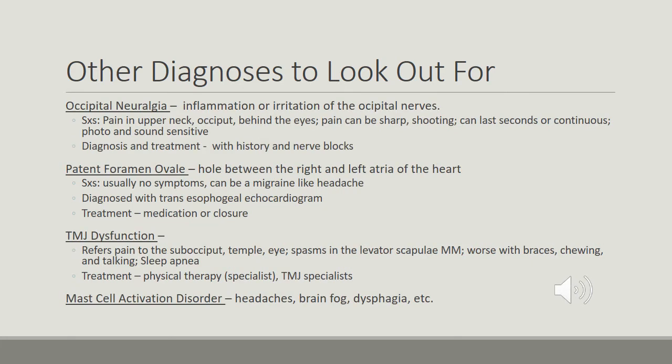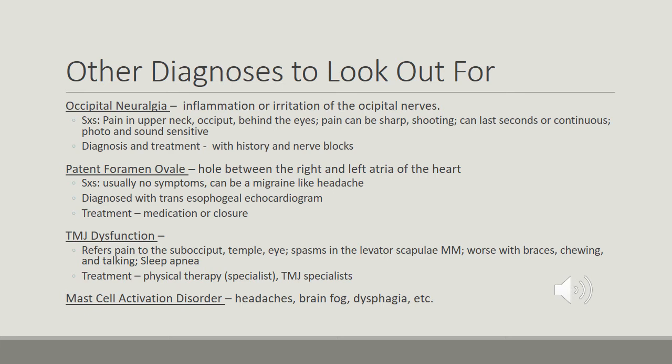Occipital neuralgia is inflammation or irritation of the occipital nerves. The symptoms of this is usually pain in the upper neck, the occiput or back of the head, behind the eyes. The pain can be sharp, shooting, it can last seconds, or it can be continuous for you. You can be photo and sound sensitive. And the diagnosis and treatment is similar, and they use basically your history and try nerve blocks in that area to see if they can calm down the symptoms for you at that nerve where it tends to be irritated that's causing all the referred pain.